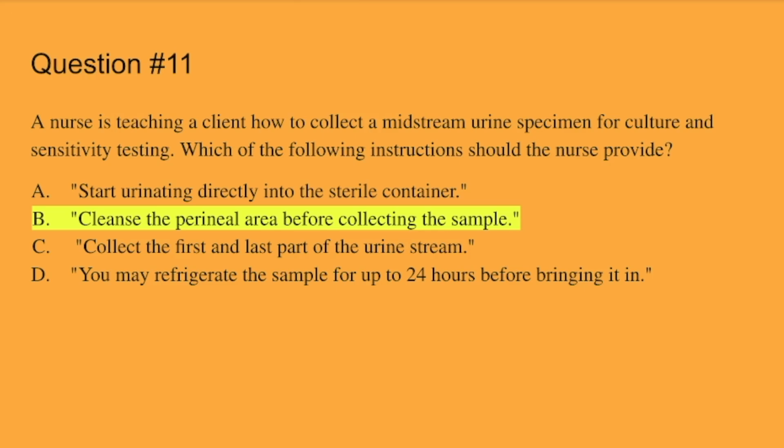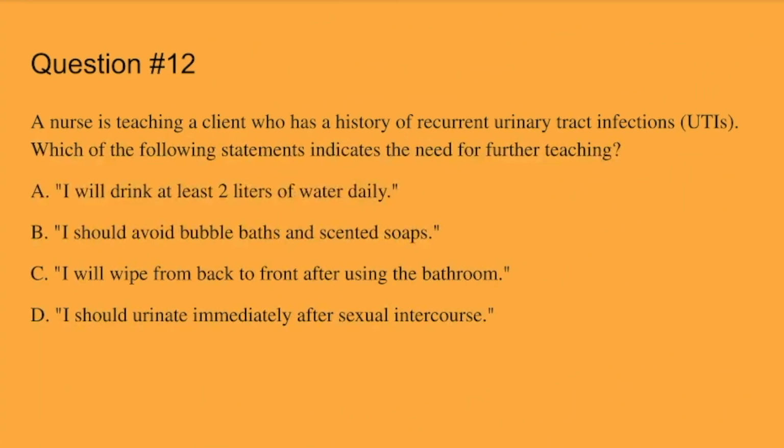A, start urinating directly into the sterile container. That's not midstream, that's collecting the first urine that comes out. C, collect first and last. That is most likely to skew the results. That's not the correct procedure. And D, you may refrigerate the sample for up to 24 hours before bringing it in. That's too long, and the bacteria can actually multiply. So cleaning reduces contamination. Always start with proper hygiene before the midstream catch.